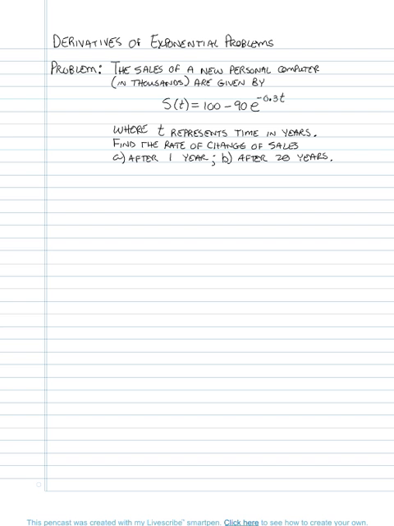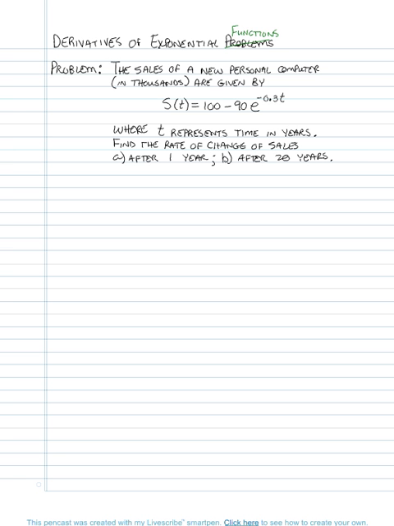Well, as I promised, here we have a word problem involving derivatives of exponential functions. The sales of a new personal computer in thousands are given by S of t, S of course for sales, is equal to 100 minus 90 times e to the power negative 0.3t, where t represents time in years. Find the rate of change of sales, A, after 1 year, and B, after 20 years.